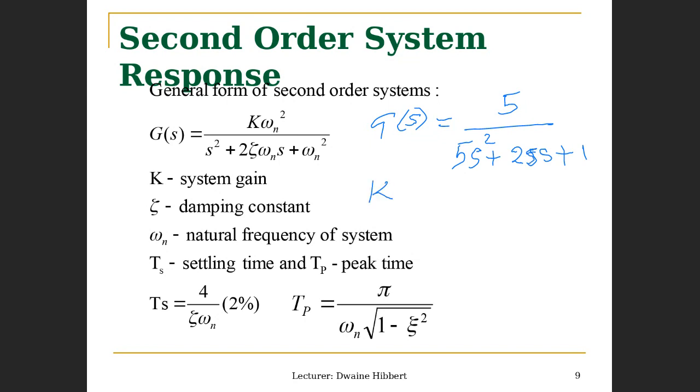What is k? What is zeta? What is omega n? Can we establish what that is? All right, so we agree that this is a second order system because the highest term in the polynomial is of order 2. All right, go ahead with your question, Joel.